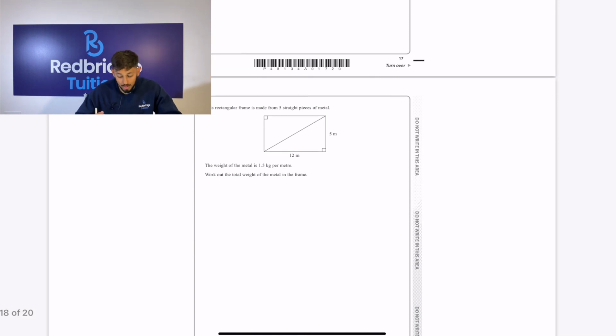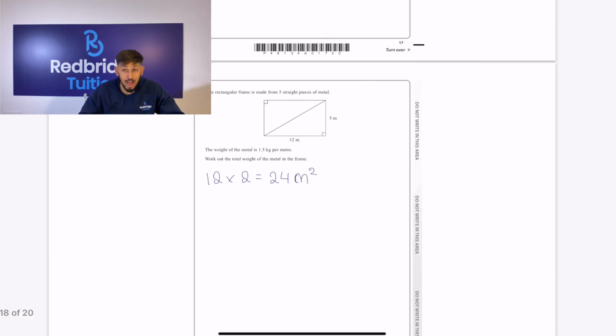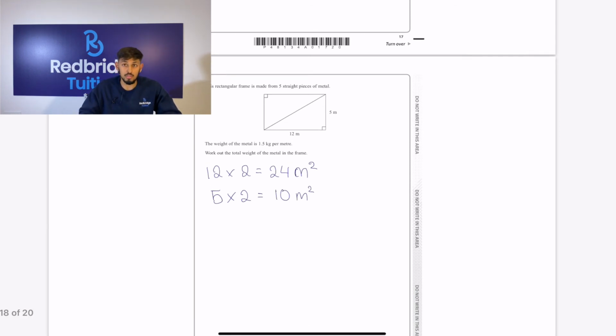So we need to work out the length of this diagonal to be able to progress with this question. Firstly, we have both lengths, which are 12 times 2, giving us 24 meters. And we also have the total width, which is 5 times 2, which equals 10 meters. Now, to work out the diagonal length, we need to use Pythagoras' theorem.